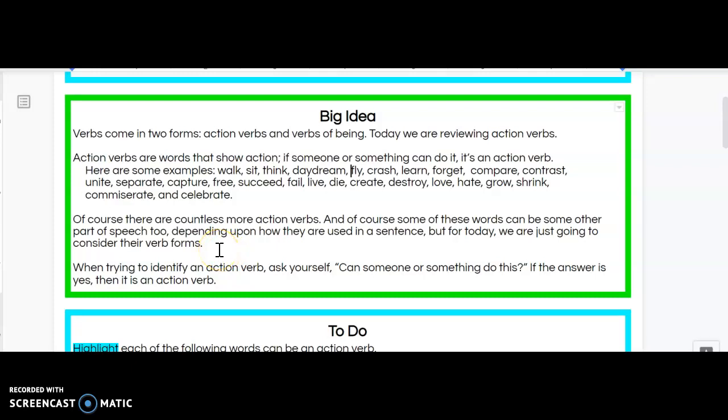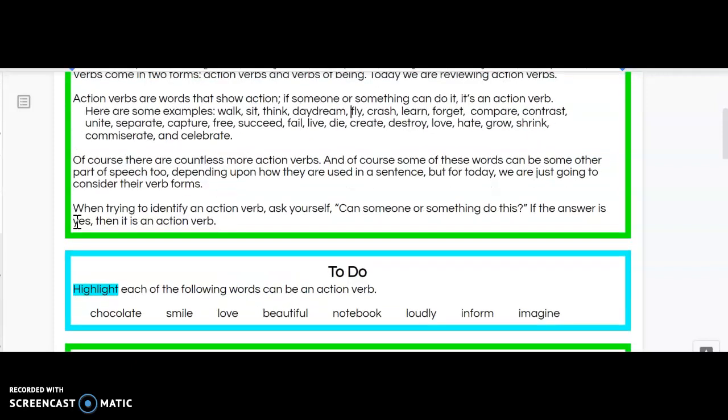All right, but action verbs show action. There's countless others, and some of them can be used as other parts of speech, which I just talked about, but today we're just going to consider their verb form. When trying to identify an action verb, ask yourself the question, can someone or something do this? If the answer is yes, then it's an action verb.